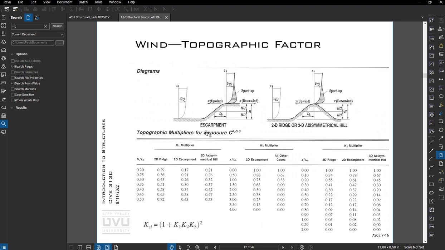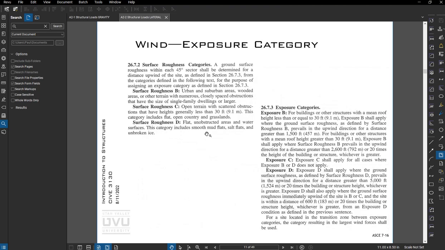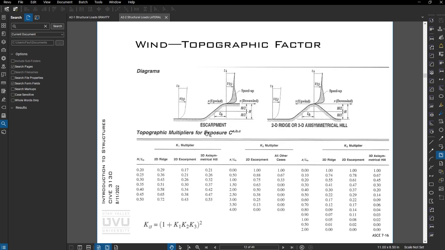So just look at a Google Earth type map, and you can see kind of what you're going to be dealing with. Topographic factor: if there's a hill leading up to our structure, you can see just by the shape of this wind speed curve that there's some speed up near the top of a hill, so we want to take that into account.